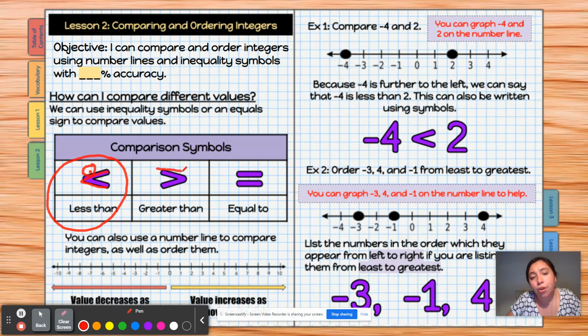Now, when the mouth is facing towards the left, it's greater than. So we have our less than and our greater than alligator. Then we have an equal symbol, which just means both numbers are equal to each other. There's really nothing more to it.